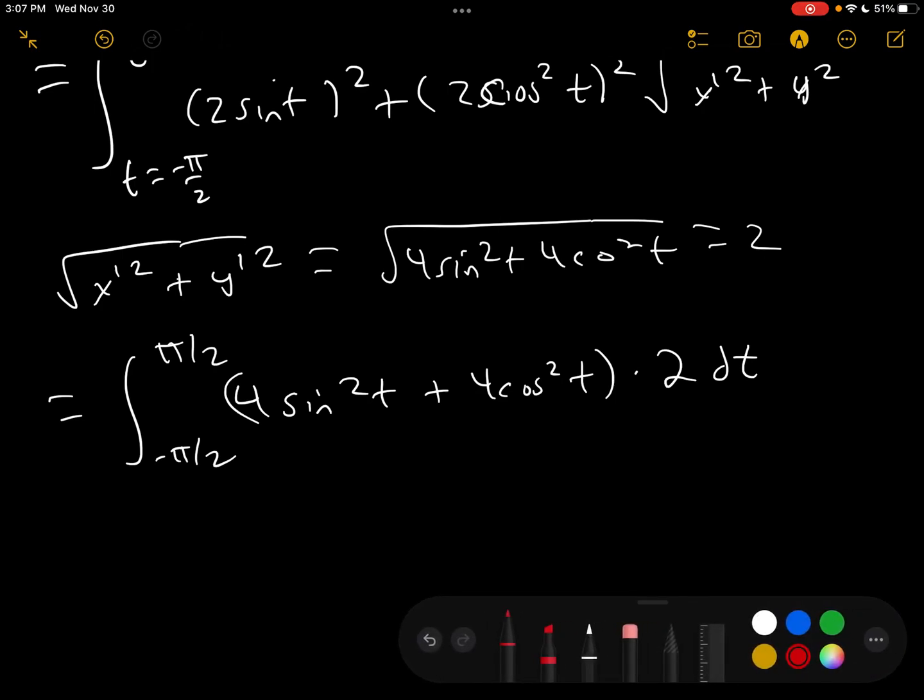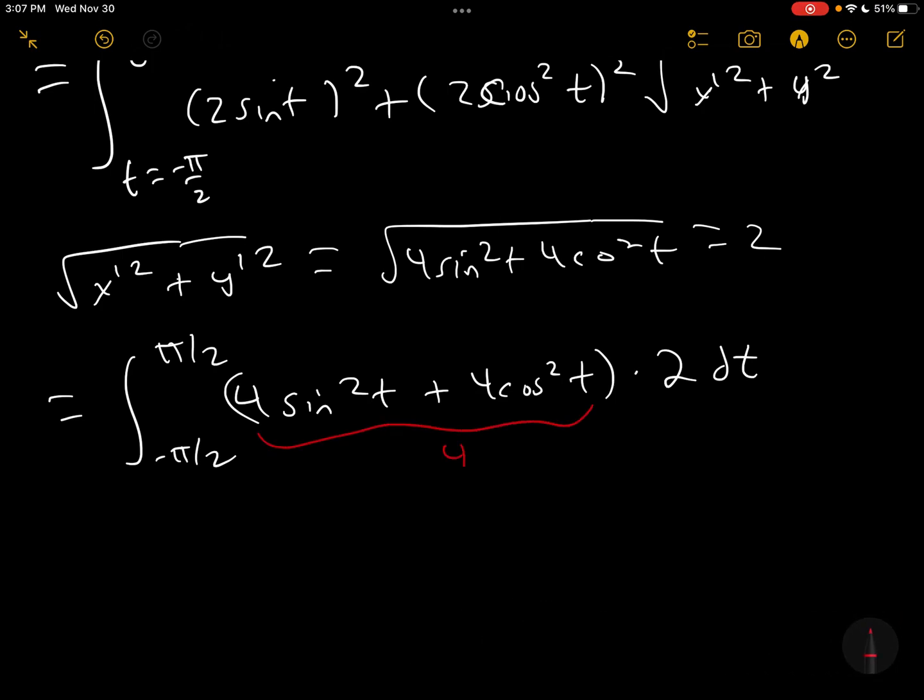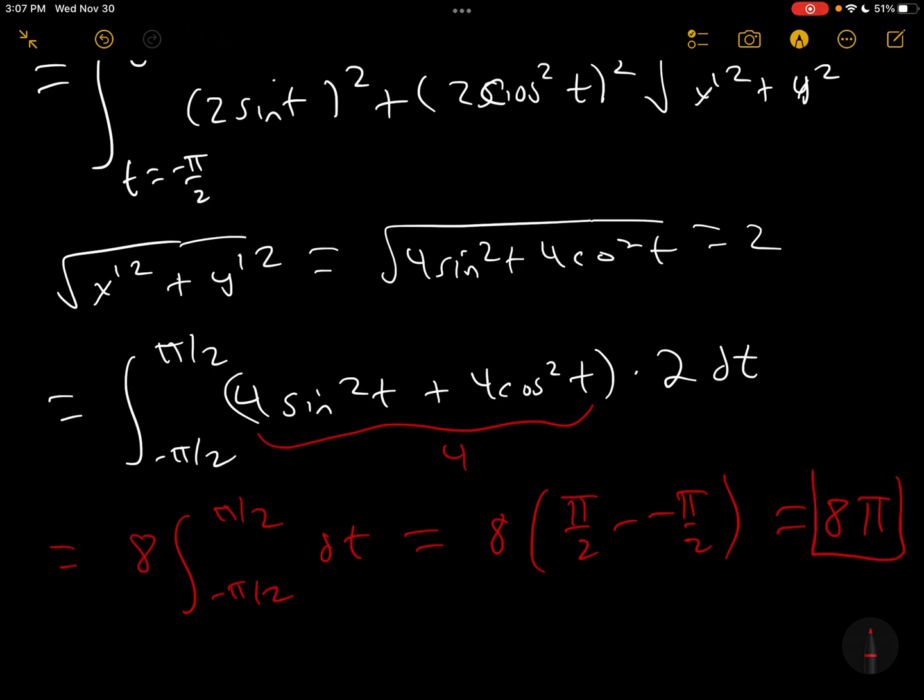Get some color in here. This becomes 4. So we get 8 times the integral from minus pi over 2 to pi over 2 of dt. And so that is 8 times pi over 2 minus minus pi over 2, and that is 8 pi for the first integral. Okay.